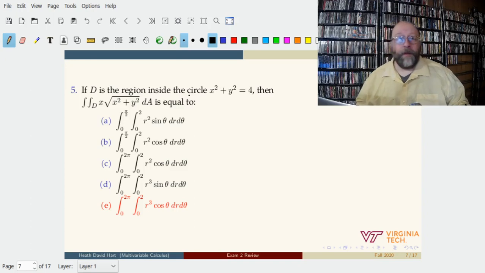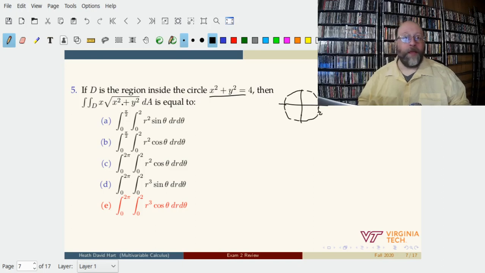All right. D is the region inside the circle x squared plus y squared equals 4. That's the circle of radius 2. And we want to integrate this function around the circle. So in polar coordinates, r and theta, theta goes from 0 to 2 pi, which is this integral here, 0 to 2 pi. And the radius starts in the center and goes outwards and always ends at 2 because we're just integrating over a circle.